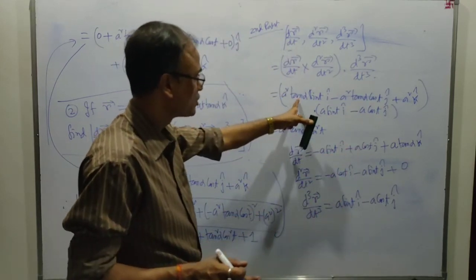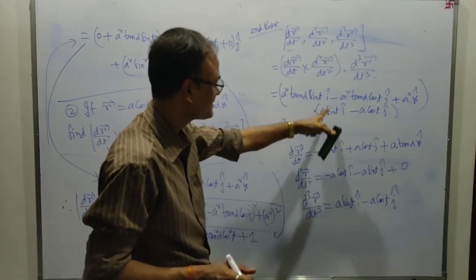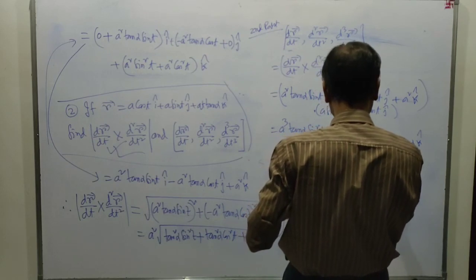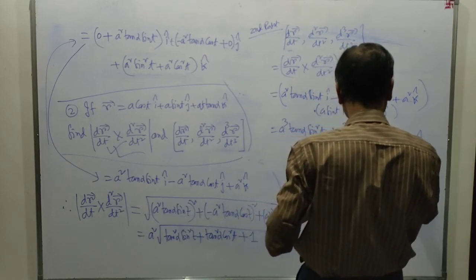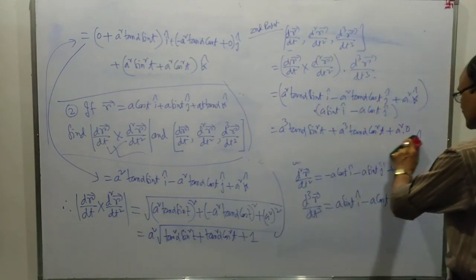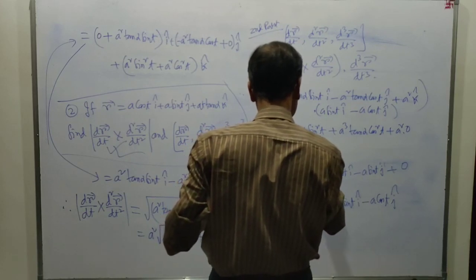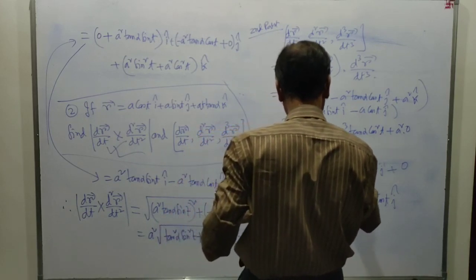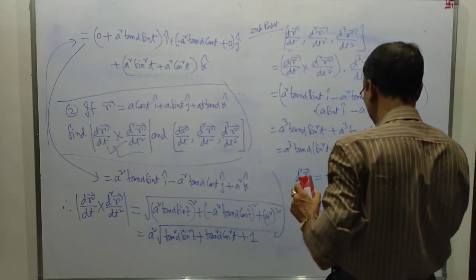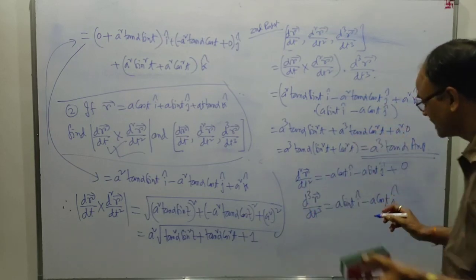You see here, dot product of this into this: a cube tan alpha sin square t plus a cube again tan alpha cos square t plus a square into 0. This is equal to a cube tan alpha into sin square t plus cos square t. This is equal to a cube tan alpha. Answer is this.